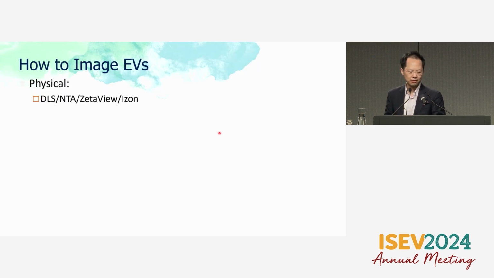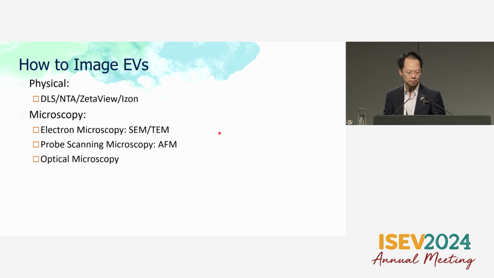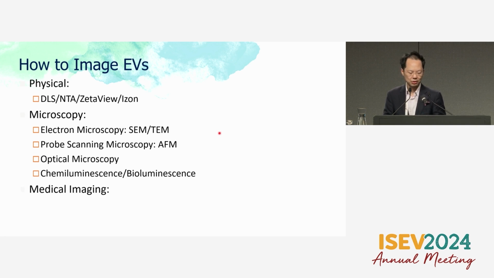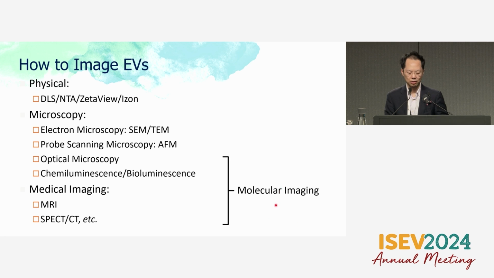Now, just to go over really quickly the ways to image vesicles, based on their biophysical property, you can image them by dynamic light scattering, NTA, which I've used. By microscopy, there's EM, SEM, TEM, or you can do AFM. Optically, you can do a lot of stuff. This is not a microscopy workshop, so I won't go into details, but if you're interested, there's a ton to go through. You can also rely on chemiluminescence or bioluminescence to image your vesicles. For medical imaging, you can do MRI, SPECT, CT, and the bottom ones are more categorized into the molecular imaging category.